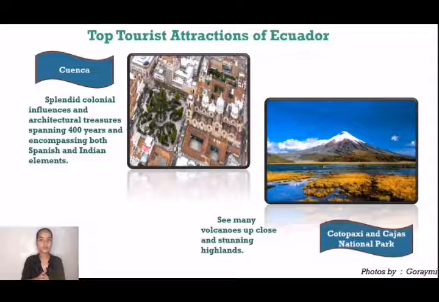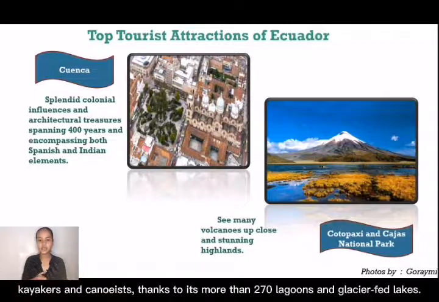About 30 kilometers from Cuenca and Ecuador's stunning highlands, Cajas National Park, or Parque Nacional Cajas, offers a very different experience due to its numerous hills and valleys, making it a perfect place to hike and bike. It's also a delight for water sports enthusiasts, particularly kayakers and canoeists, thanks to its more than 270 lagoons and glacier-fed lakes.